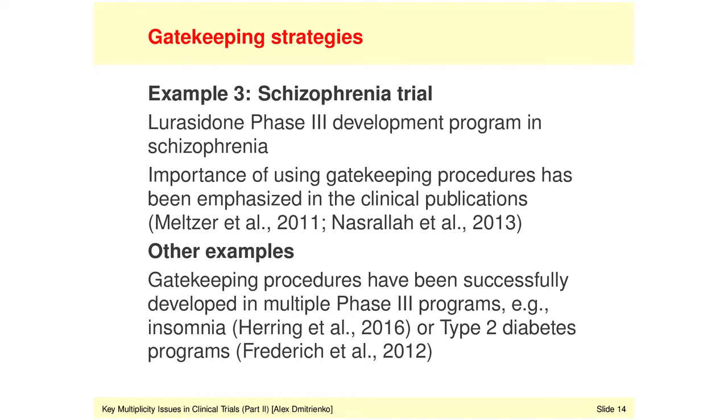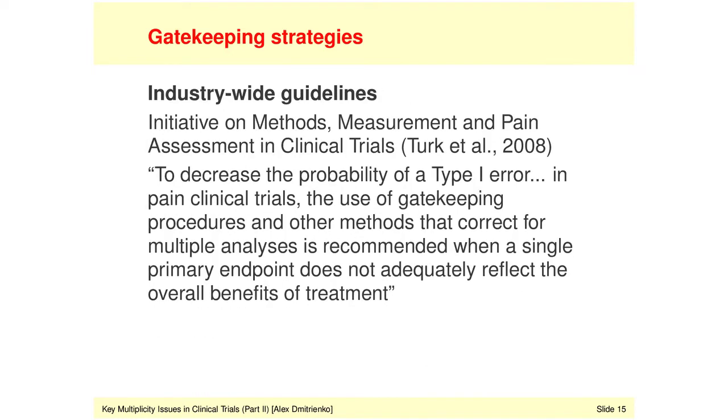And there are multiple other examples. Gatekeeping procedures have been successfully developed in several, I would say numerous, phase 3 trials or programs. This includes, for example, new treatments for insomnia or type 2 diabetes programs. There are also several industry-wide guidelines that stress that it is critical to prospectively define strategies for addressing multiplicity induced by the analysis of several outcome measures as well as other sources of multiplicity.